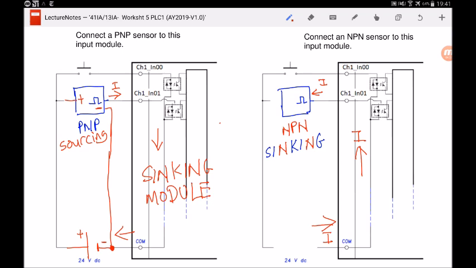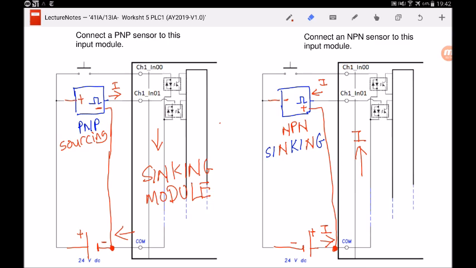Okay, so we learned that in order for current to be flowing out from the power supply, it must be a positive terminal over here. So as you can see, a negative terminal will connect to the negative of the sensor, and the positive terminal of the sensor will be connected to the positive of the power source. So this is how I connect the NPN sensor to this input module with the correct battery polarity.